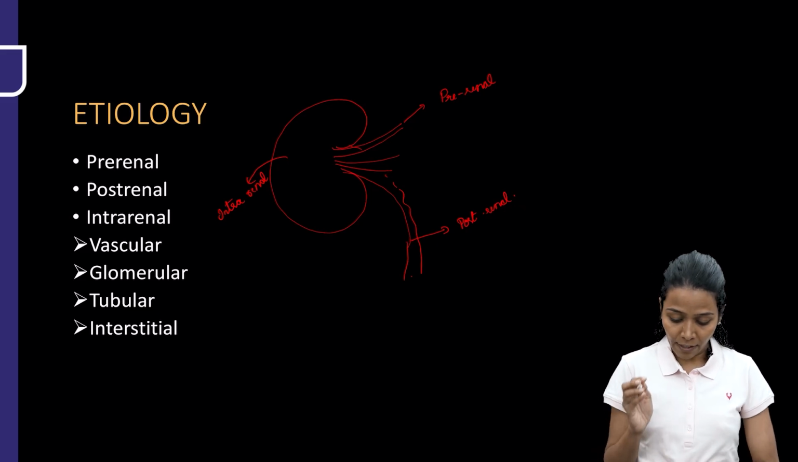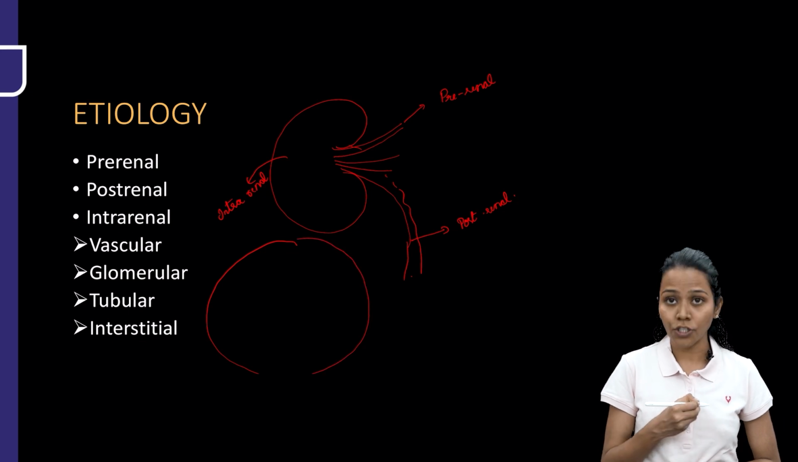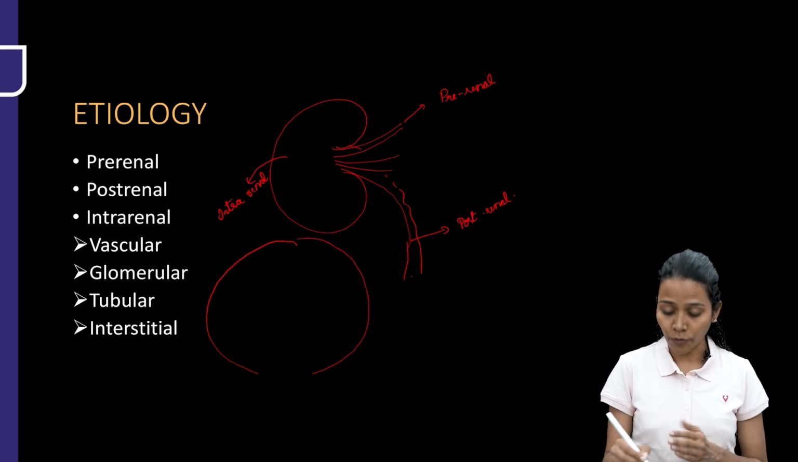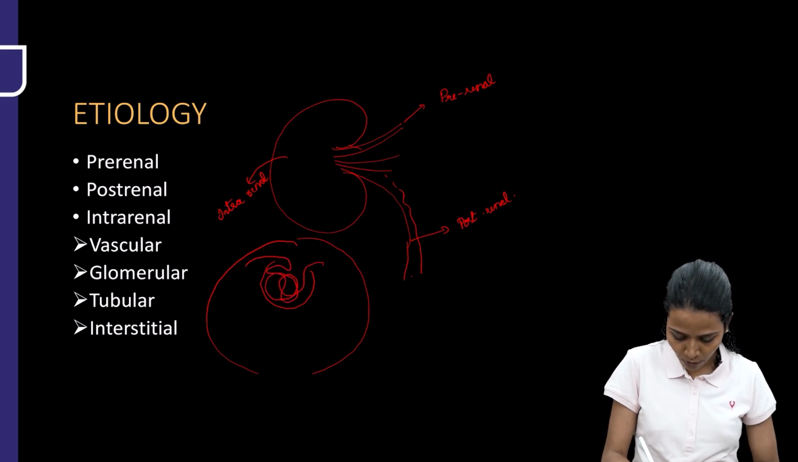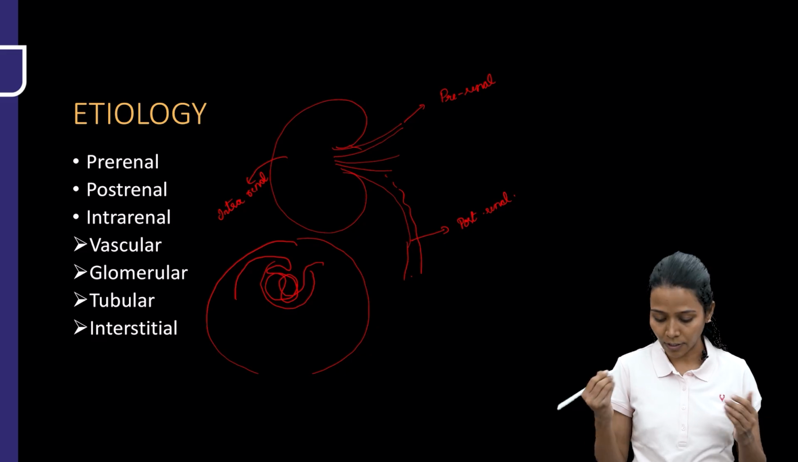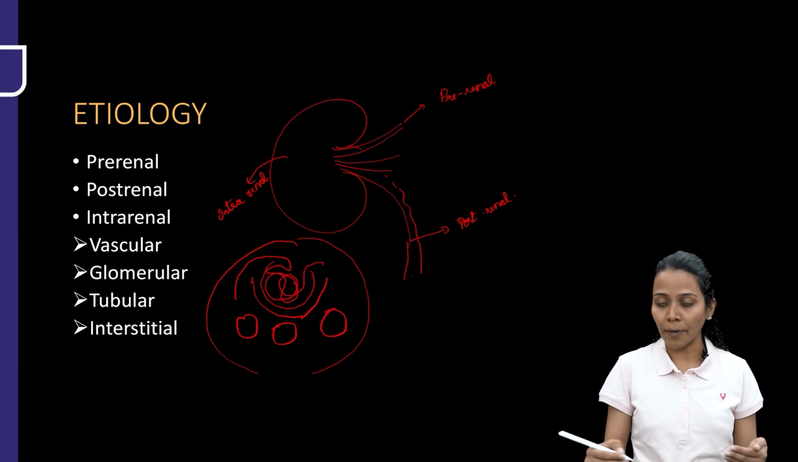Now, intrarenal further can be classified into vascular, glomerular, tubular, interstitial. So, if you take the cross-section of a renal biopsy, you see glomerulus. The afferent arteriole comes and becomes glomerular capillaries, goes as efferent arterioles. Apart from this, there is interstitium, and there are going to be tubules, and there are going to be these blood vessels. So, which are the four compartments in this?